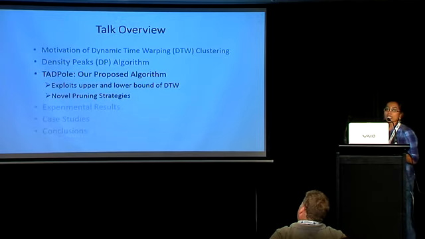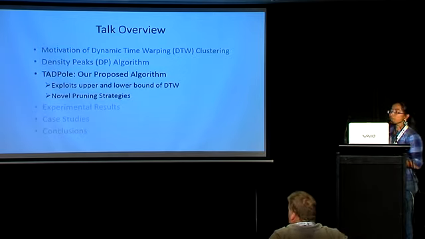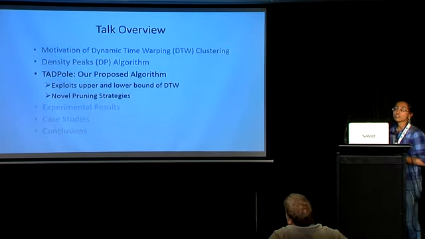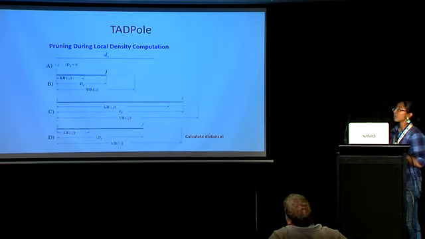Now, our main contribution, TADPole, or time series anytime DP. The main beauty of this algorithm is that it exploits both the upper and lower bounds of dynamic time warping. As the upper bound, we use the Euclidean distance, and as the lower bound, we use the famous LB_Keogh lower bound, which has been proposed from our lab. It works in mainly 2 steps.